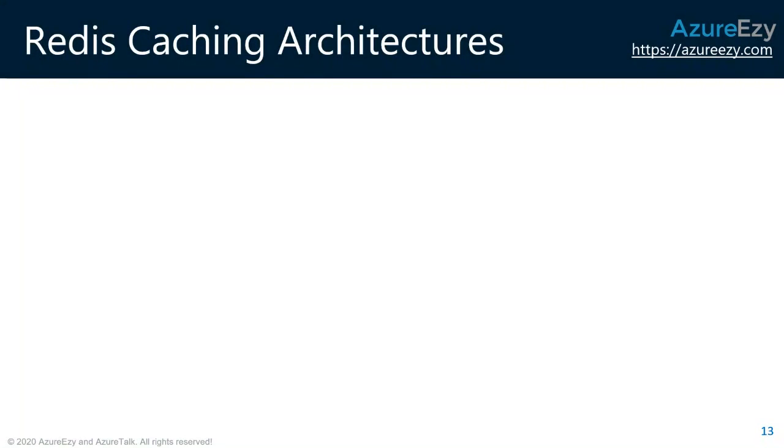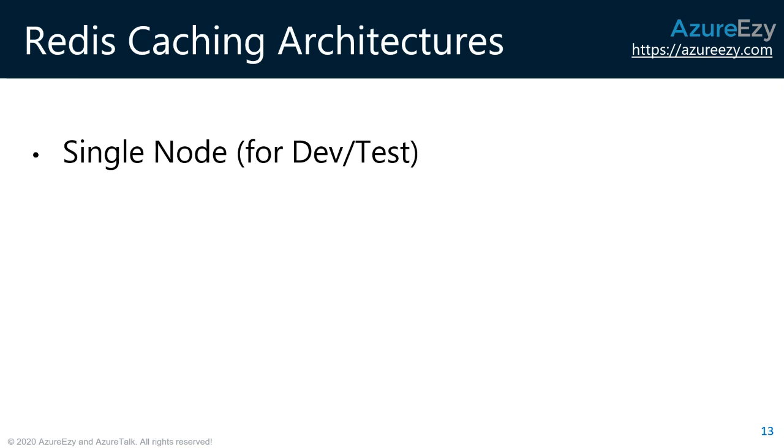Now we have discussed what Redis cache is and what the benefits are. What is the architecture, like how does Redis cache distribute the data to the cache? To distribute the data to the cache, it has three architecture options. One is a single node. When we say single node, it is good for any development and testing purpose.